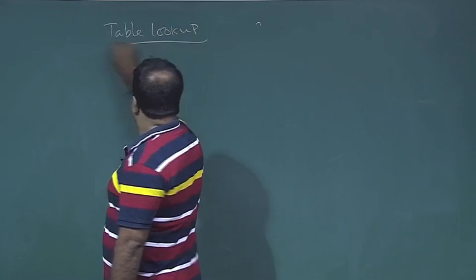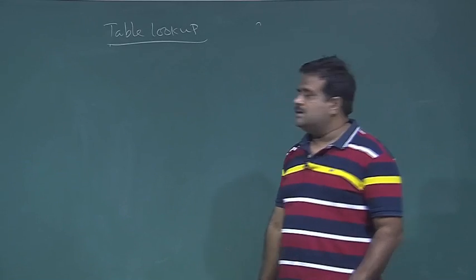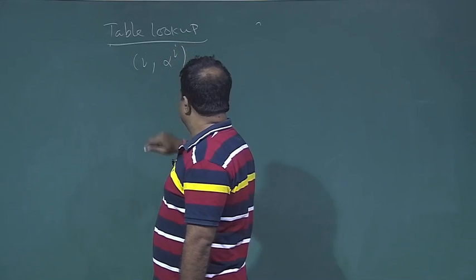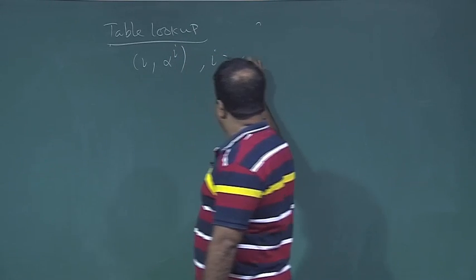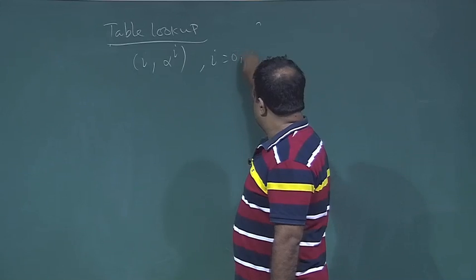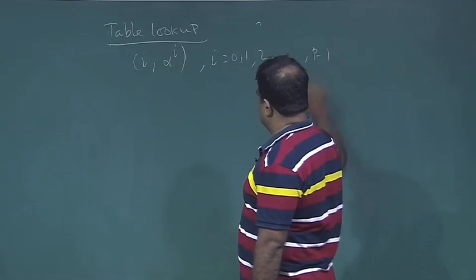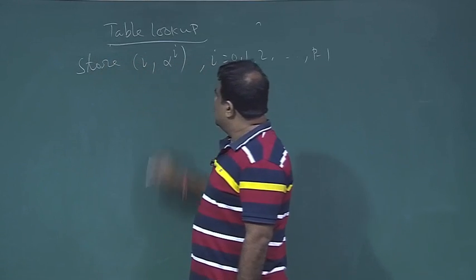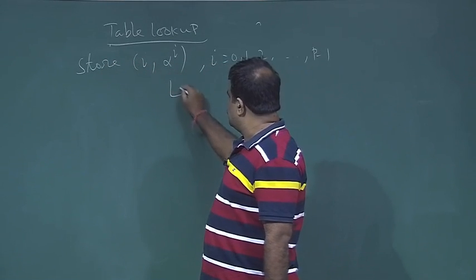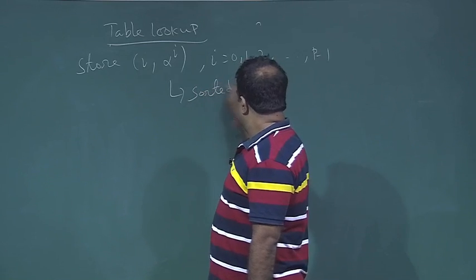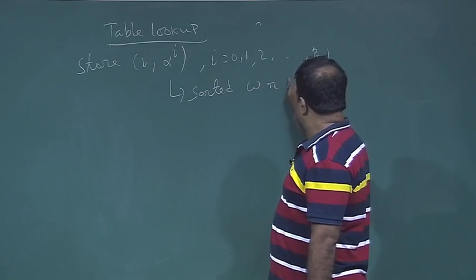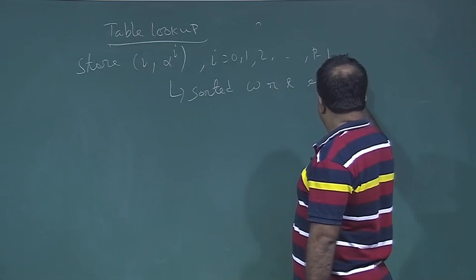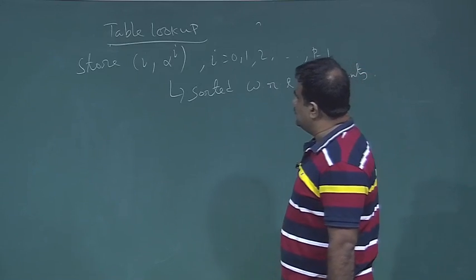Table lookup method. So, what we do? We store the pair i, alpha to the power i, for all possible i. So, i is equal to 0, 1, 2 up to p minus 1. We store this in a table, and we sort it with respect to the end point. This is the start point, this is the end point. You can use any sorting algorithm to do that.